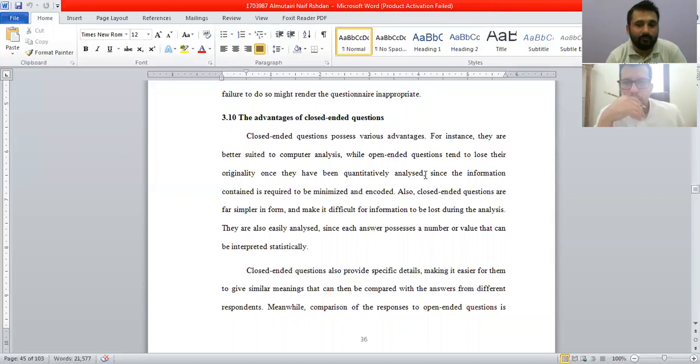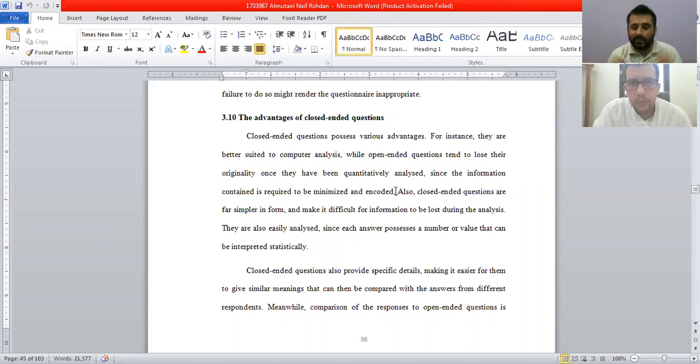Close-ended questions can be treated very well on SPSS or MOS or some other software, but the open-ended questions are not so much, because there is an element of subjectivity in them, so that's why they are not so comfortable for computer analysis. Since the information contained is required to be minimized and encoded, open-ended questions are not so useful on computer programs, because we have to minimize the information and we have to encode it.